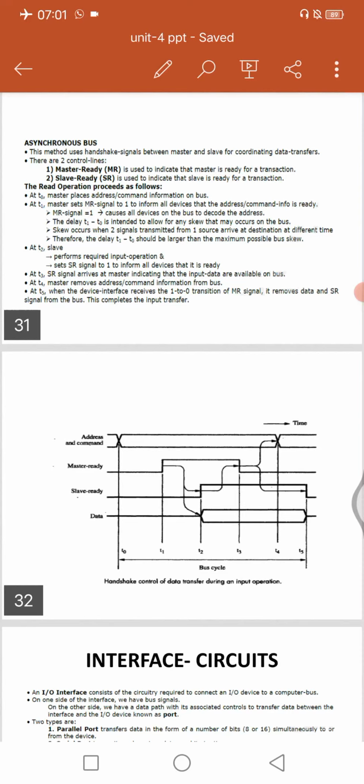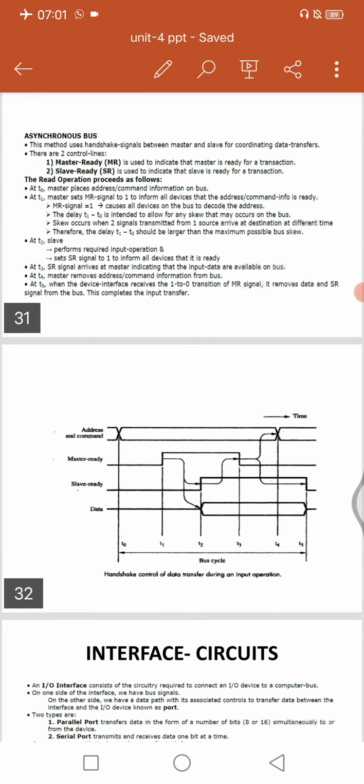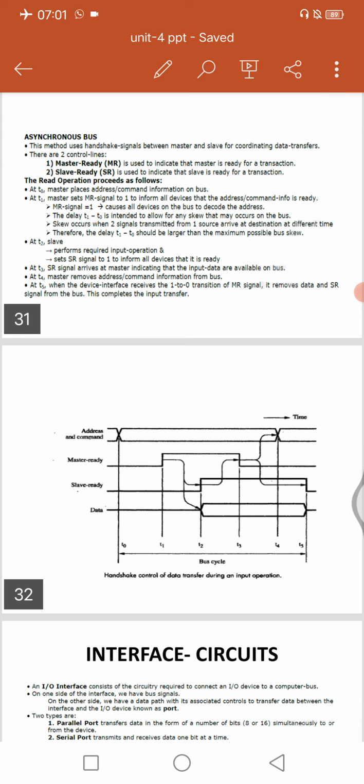Next, coming to the delay, the delay T1 to T0 is intended to allow for a skew that may occur on the bus. Meaning if any delay occurs, it is supported. Skew occurs when two signals transmitted from one source arrive at different times. It means if you send a request to the slave, we have to wait until the acknowledgement comes from the other side. Therefore the delay T1 to T0 should be larger than the maximum possible bus skew.